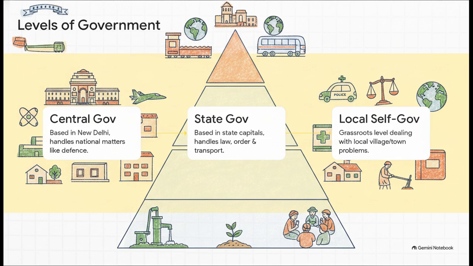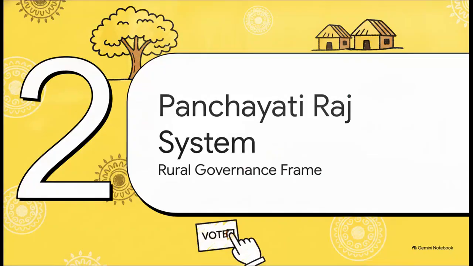But at the very bottom, forming the actual foundation of this entire pyramid, is local self-government. This is grassroots level. They deal strictly with local problems and the everyday needs of the people. How do you govern your own backyard, right? Today we are zooming in specifically on the rural side of this local governance. Which brings us nicely to Section 2, the Panchayati Raj system.